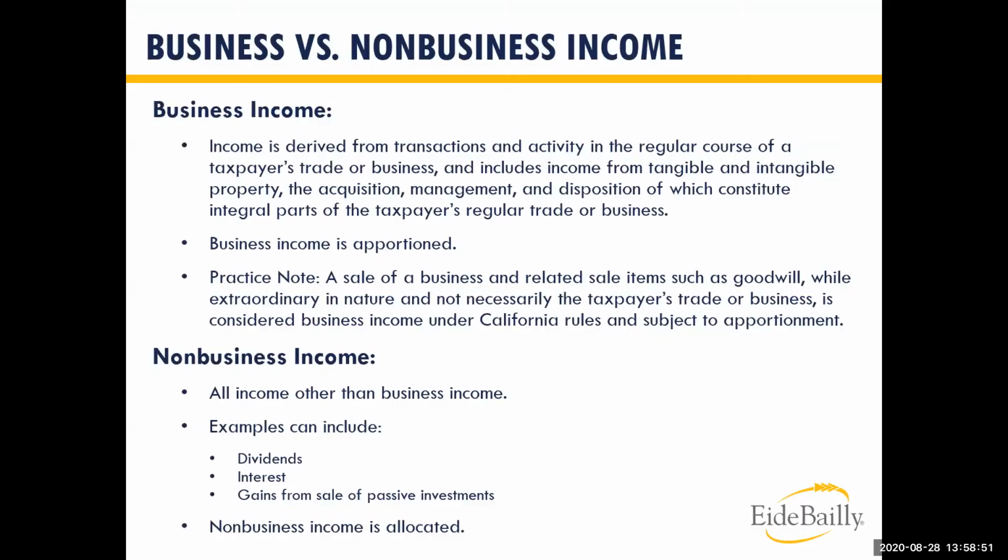The first topic we can talk about is business versus non-business income. When you think about business income, think about what is the business doing, day-to-day activities. What are the assets and activities that generate business on an ongoing basis? So things that kind of happen day-to-day, year-to-year. And there's instances where things happen out of the ordinary course of business and they still may be considered business income. But for the most part, when you think generally about business income, what you're looking at is the regular course of trade or business, tangible, intangible property, whenever the acquisition, management, and disposition of that property constitute integral parts of the taxpayer's regular trade or business. About clear as mud, right?